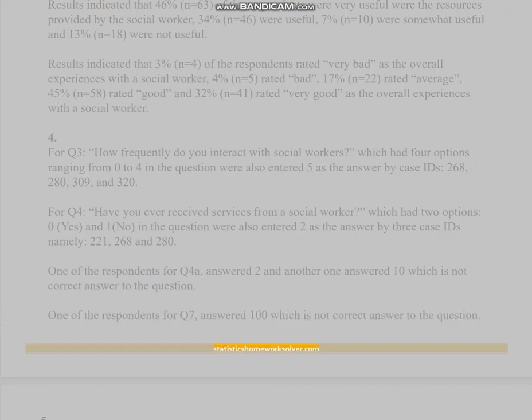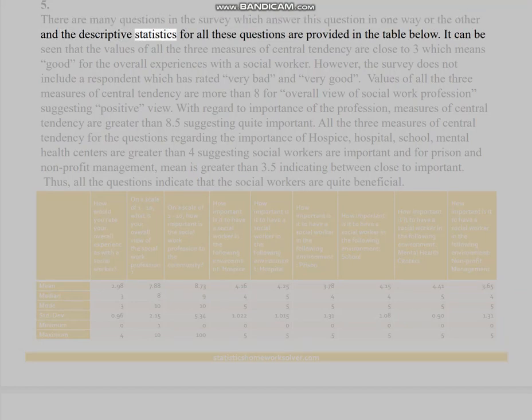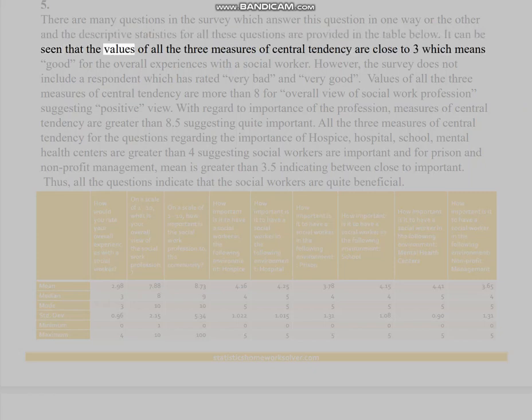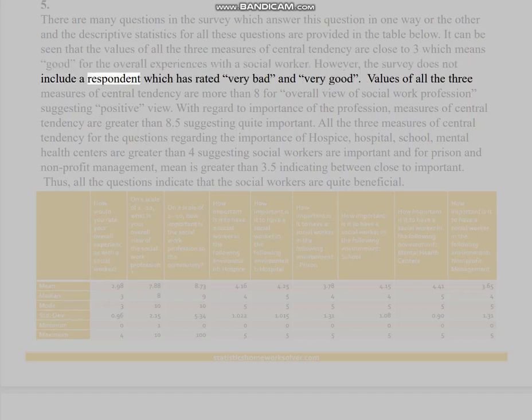5. There are many questions in the survey which answer this question in one way or the other, and the descriptive statistics for all these questions are provided in the table below. It can be seen that the values of all the three measures of central tendency are close to 3, which means good for the overall experiences with a social worker. However, the survey does not include a respondent who rated very bad and very good.